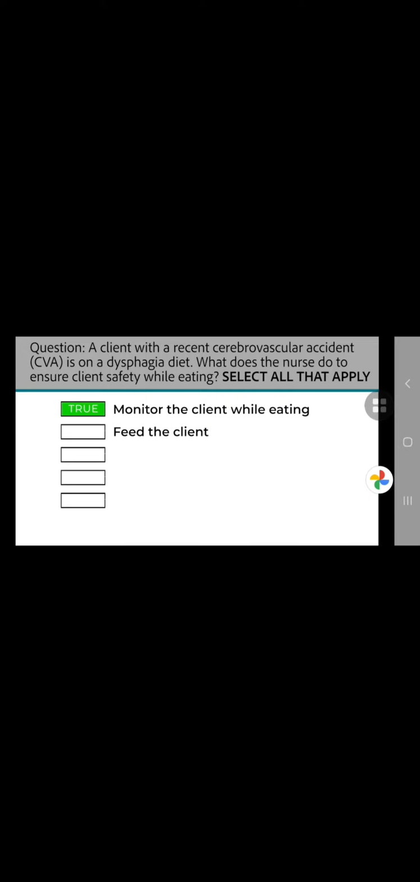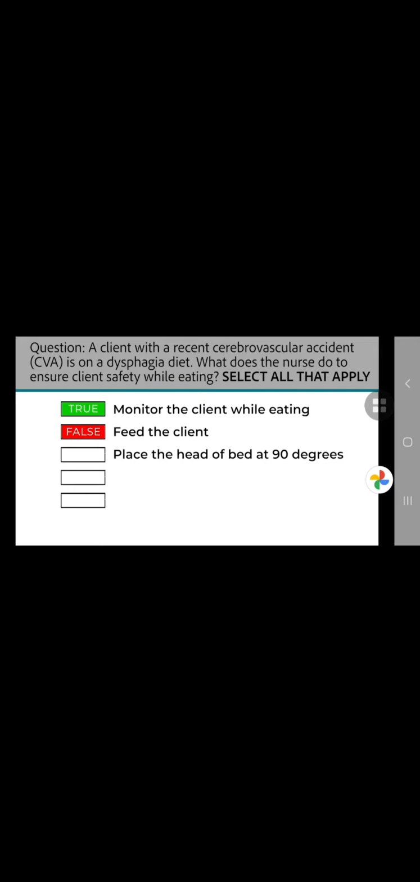A client with a recent cerebrovascular accident is on a dysphagia diet. What does the nurse do to ensure client safety while eating? So, if you look at this as a true-false question, is monitor the client while eating true or false? Well, the client has had a CVA and is on a dysphagia diet. True. You'll monitor while eating. Does the nurse need to feed the client? True or false? Well, it's false. Not everybody with a CVA or with a dysphagia diet needs to be fed.